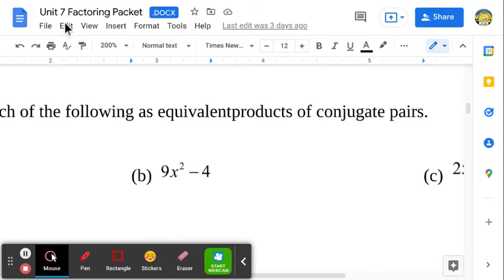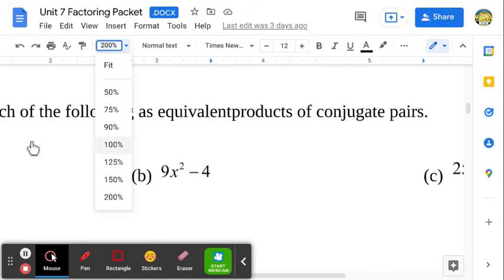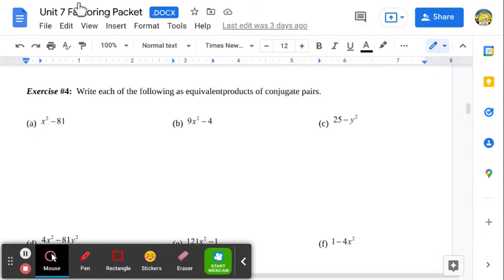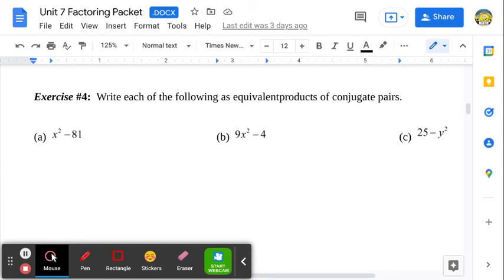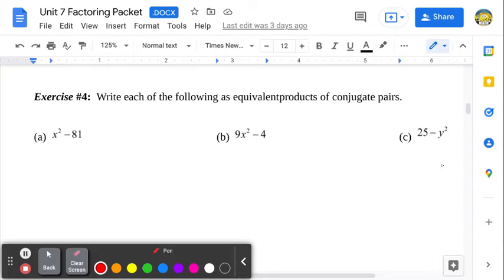One tricky thing that happens a lot in algebra is whoever makes up all these crazy final exams we have to do, they like to make it sound very fancy. So look at the directions here. Write each of the following as equivalent products, that's supposed to be 2 words, of conjugate pairs. Remember, product means multiply. So we are factoring. When you see something that says products, unless it's a word problem, it means factor.